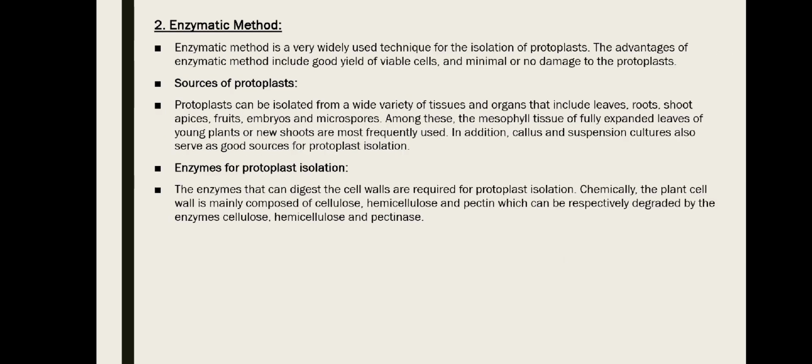Enzymatic method of protoplast isolation. The enzymatic method is a very widely used technique for the isolation of protoplasts because of advantages such as good yield of viable cells and minimal or no damage to the protoplasts. Enzymes for protoplast isolation: enzymes that can digest the cell walls are required. Chemically, the plant cell wall is mainly composed of cellulose, hemicellulose and pectin, which can be respectively degraded by the enzymes cellulase, hemicellulase and pectinase.